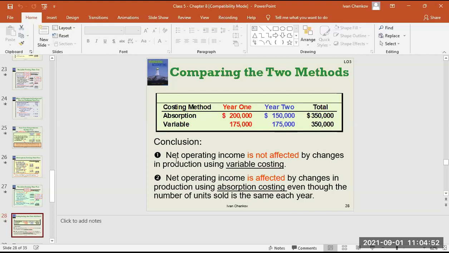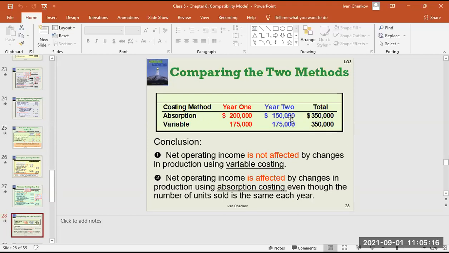What's the conclusion that we can make? Net operating income is not affected by changes in production when we're using the variable. So we're producing more stable income. Net operating income is affected by the change in production when using the absorption cost.